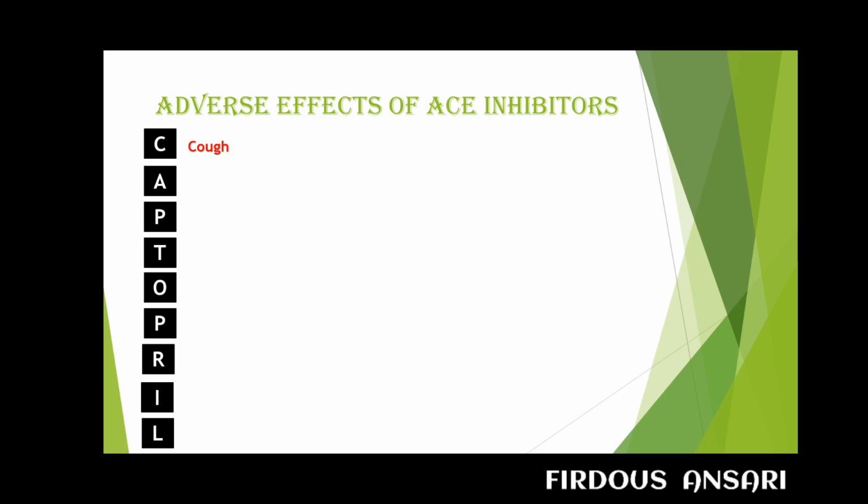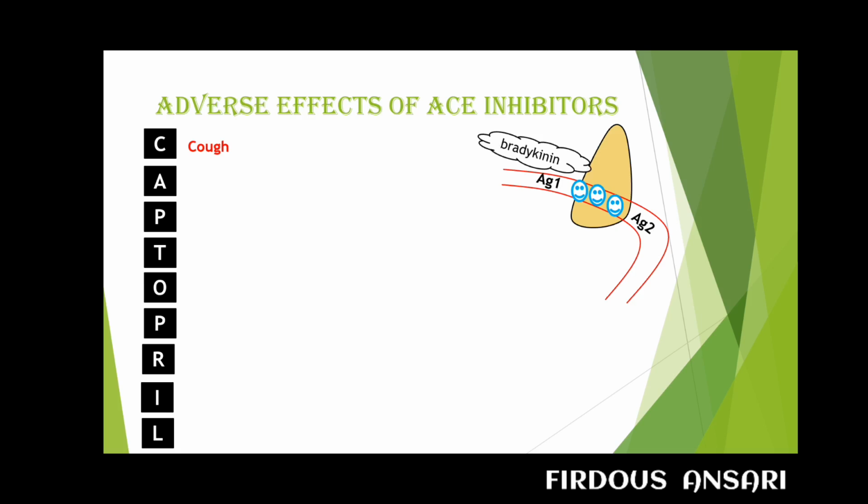See, suppose this is your blood vessel or general circulation, and this is your lungs, and this is your angiotensin converting enzyme. This angiotensin converting enzyme not only converts angiotensin 1 into angiotensin 2, but it also causes bradykinin metabolism. Now when we are inhibiting this enzyme, what will happen? It will inhibit the synthesis of angiotensin 2, but it will also cause inhibition of bradykinin metabolism.